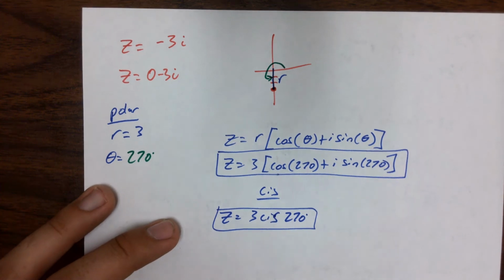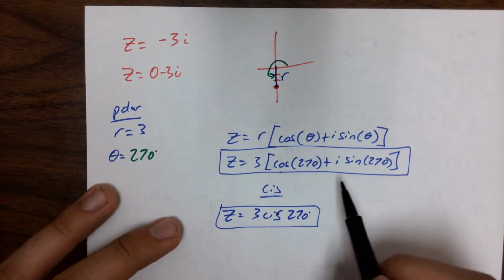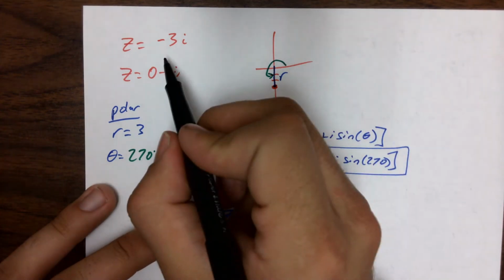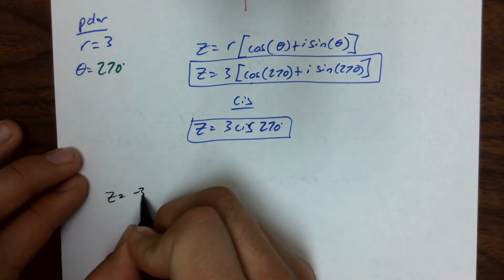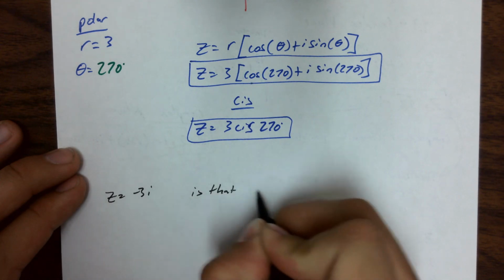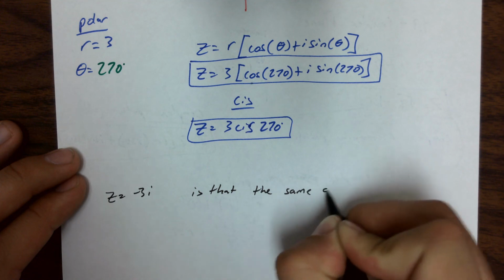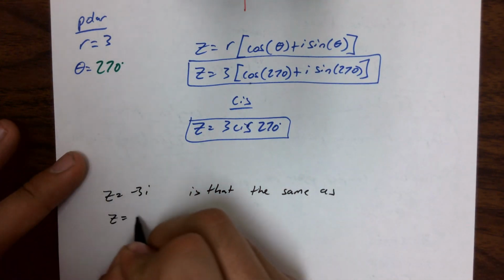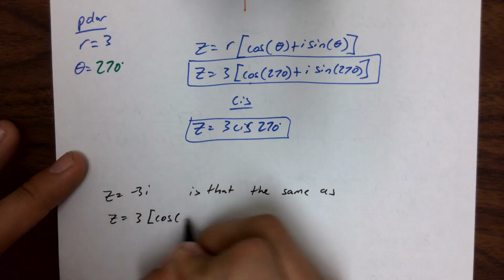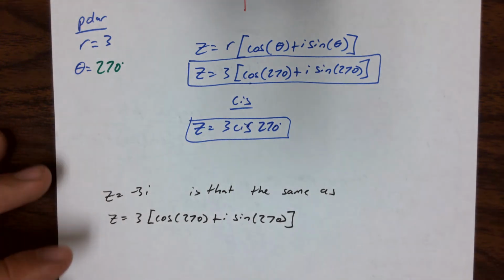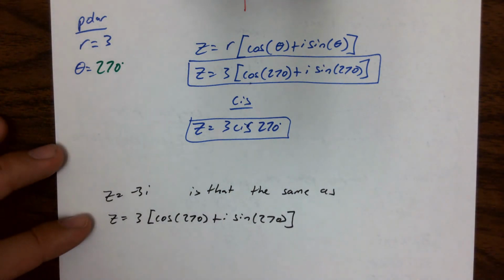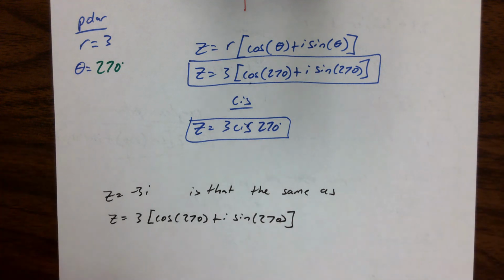Now, I want to show you one more piece. The question is, do you believe me that this is the same point as this? Well, we can go ahead and check. Is z equals negative 3i the same as z equals 3 cosine of 270 plus i sine of 270? To determine, I'm just going to evaluate. Actually, we'll come back to this to see. This is what the next video is going to be on. All right?